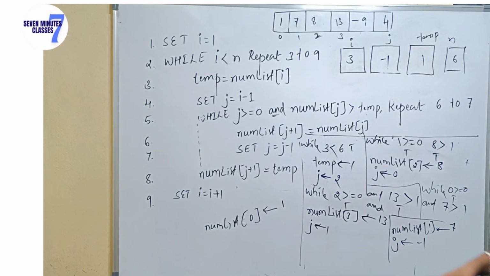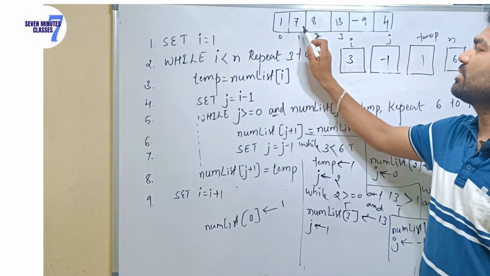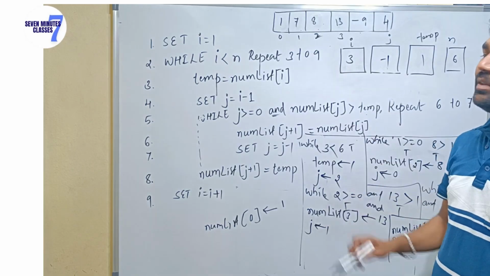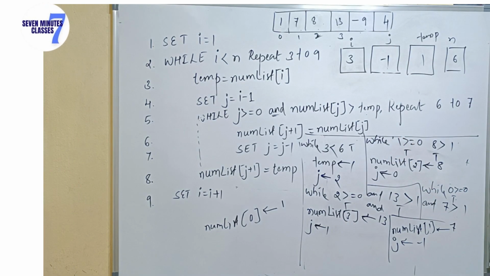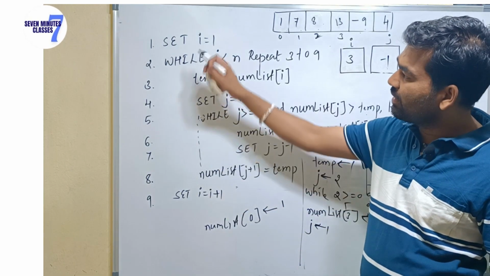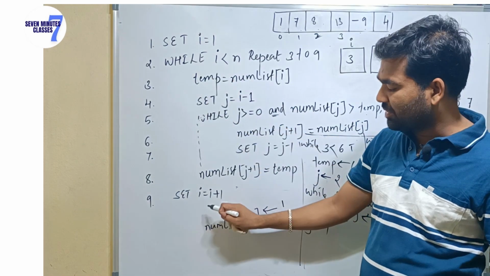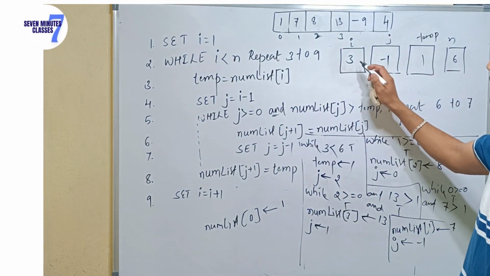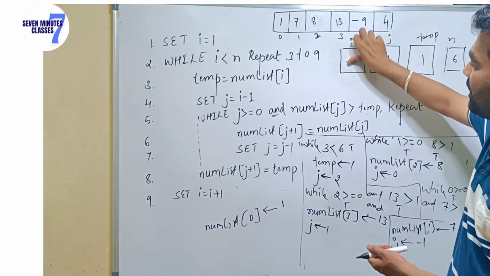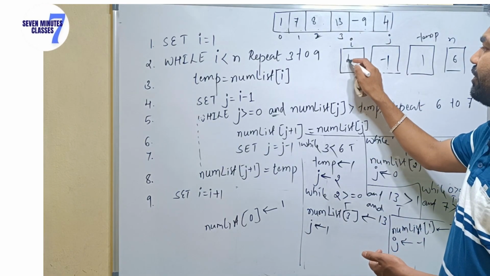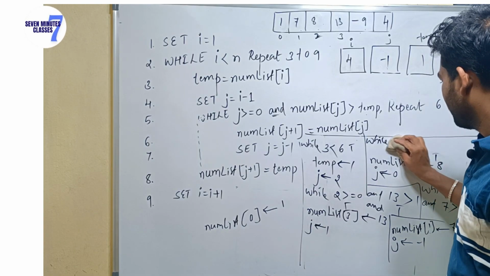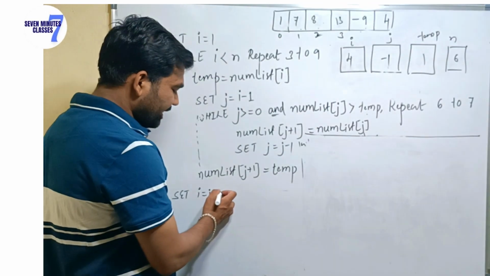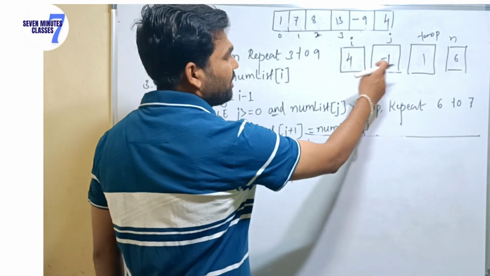So after this part, the sorted elements are 1, 7, 8, 13. So minus 9 and 4 are still in the unsorted part. Hope you are understanding this. Okay. Now, again I have to go back to the loop from this loop and I have to change the value of I. The I value is 3. Now this becomes 4. So I value gets changed. Then the value of I became now 4.